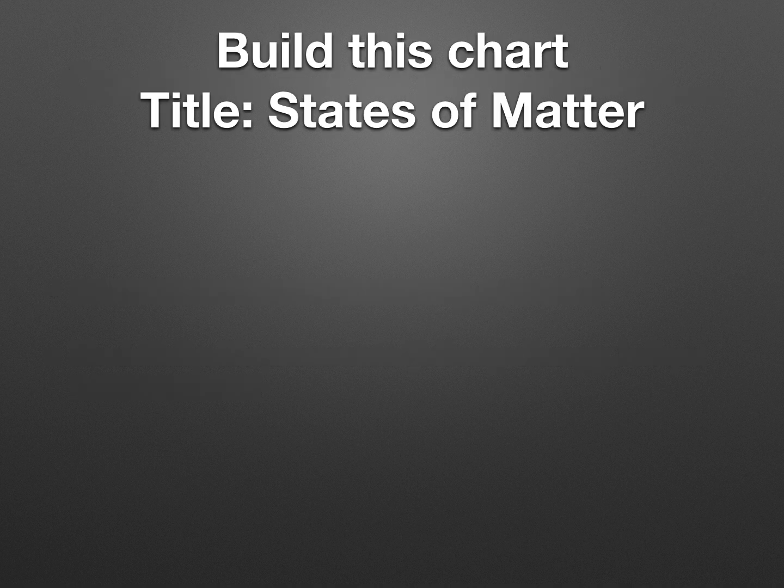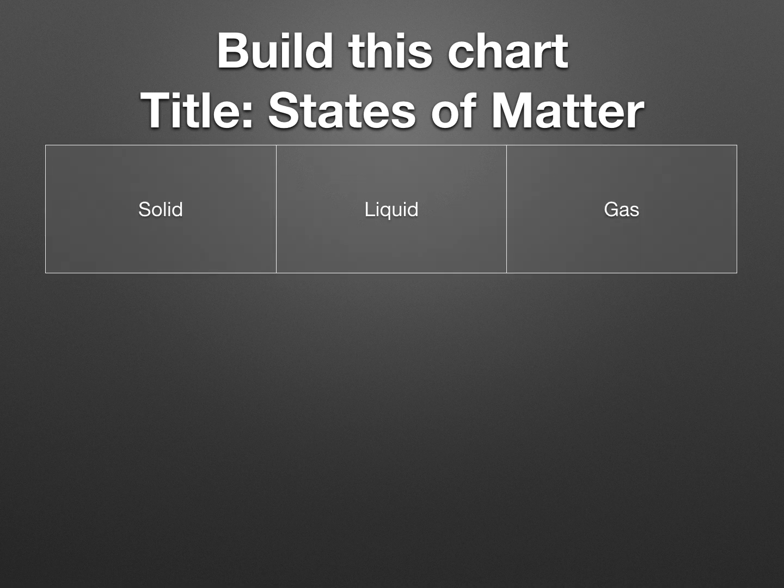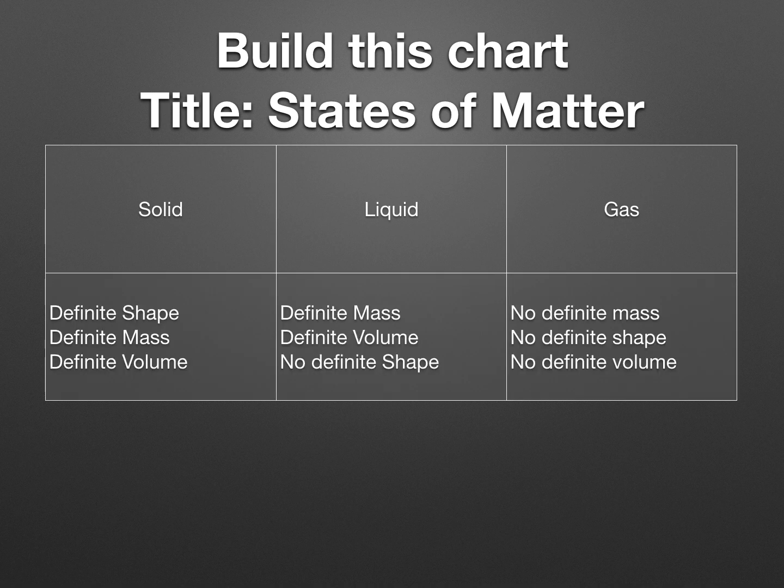The title is going to be states of matter. The first thing you're going to label is solid, liquid, and gas. Those are the 3 states of matter that we have to learn about in 6th grade. Underneath those, you have to talk about their key characteristics. Solids have 3 definites: definite shape, definite mass, and definite volume. They stay consistent. You can measure them every single time. They do not change.